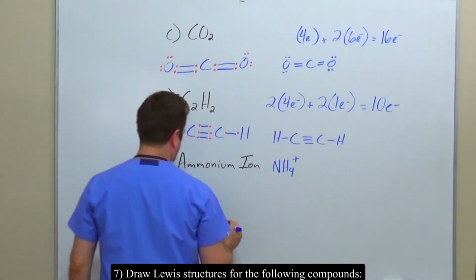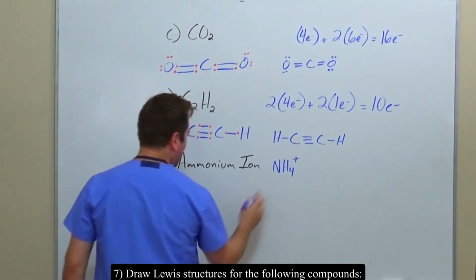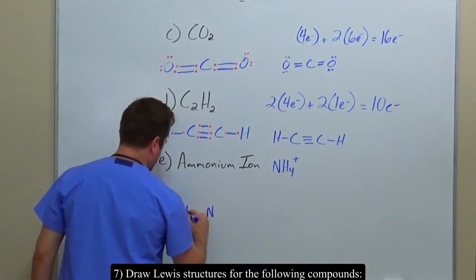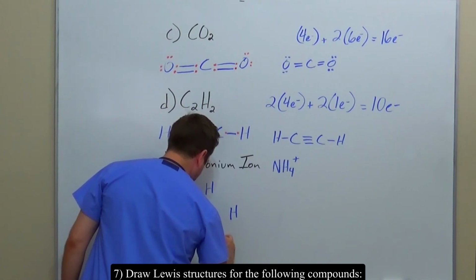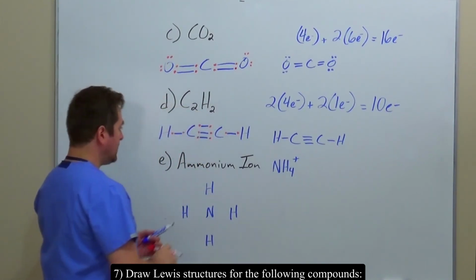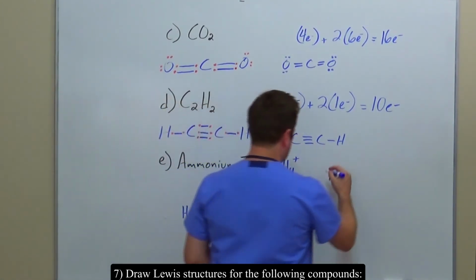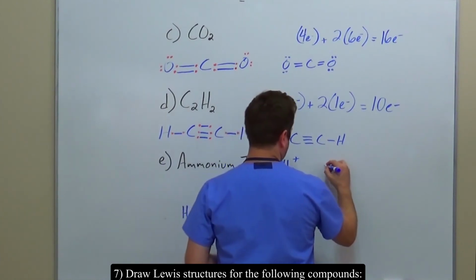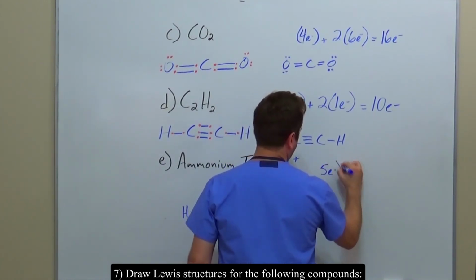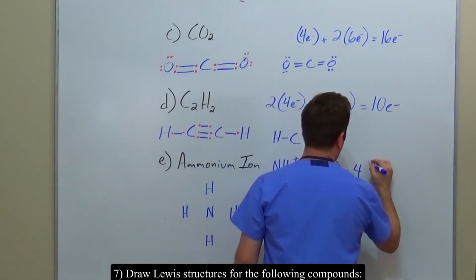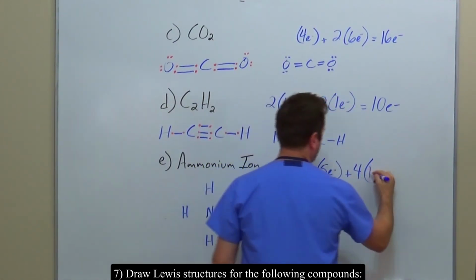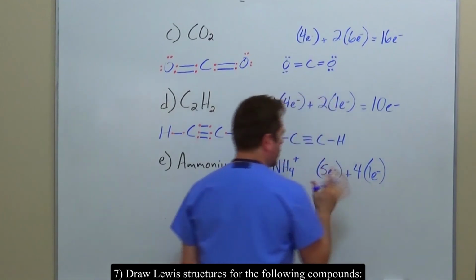Now notice we have a nitrogen. And this time it's bonded to 4 hydrogens. So I'm just going to place them all around the nitrogen. All right. Let's go through our process. Nitrogen, since there's only 1 of them, it contributes 5 valence electrons, and then we have 4 hydrogens. Each one of them contributes 1 electron. So we're good so far.